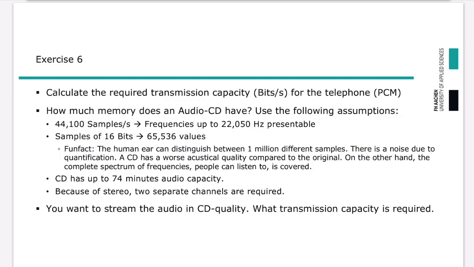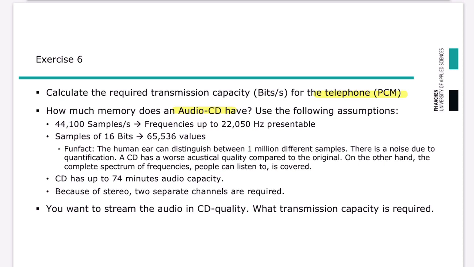Now let's look at exercise 6. Basically, it's quite similar to the movie one. Now we're talking about audio. And what do we have? The first one, we have the audio for a telephone line where, of course, the quality of speech is not as good as, for example, the audio CD. And this we can really quantify.